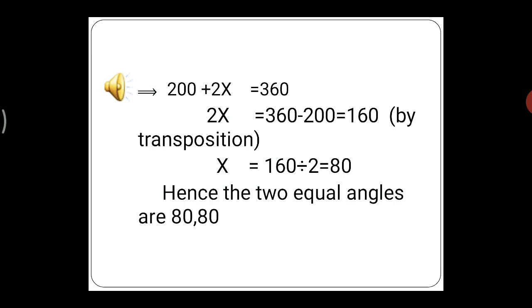You should remember we have to find out the value of x. So 200 should be on the right hand side because we transpose it, and it is positive here, and it will become negative on the right hand side. So we get 2x is equal to 360 minus 200. 360 minus 200 will become 160. So the value of x is 160 divided by 2, because while transposing 2, it is multiplied here, so it will become divide on the right hand side. So the value of x is 80 degrees. So hence the two equal angles are 80 degrees and 80 degrees.